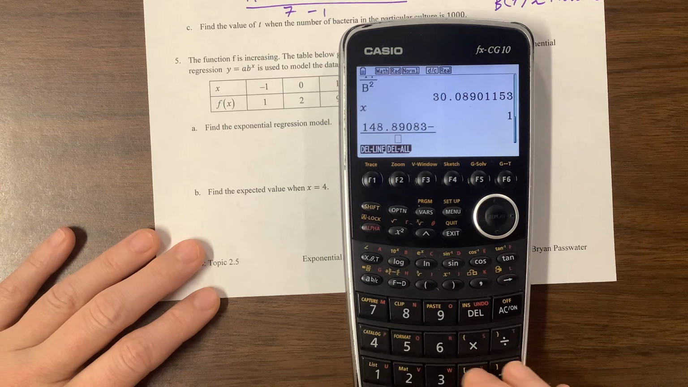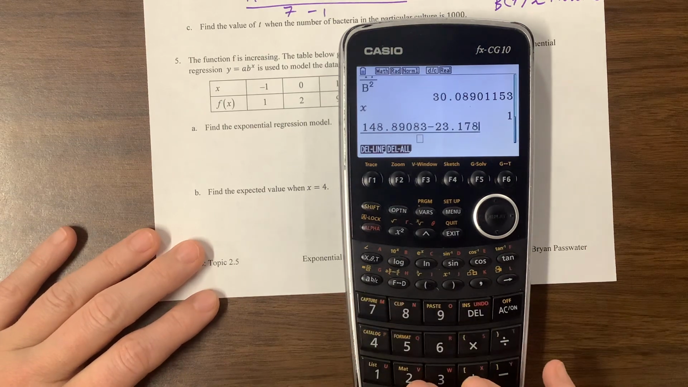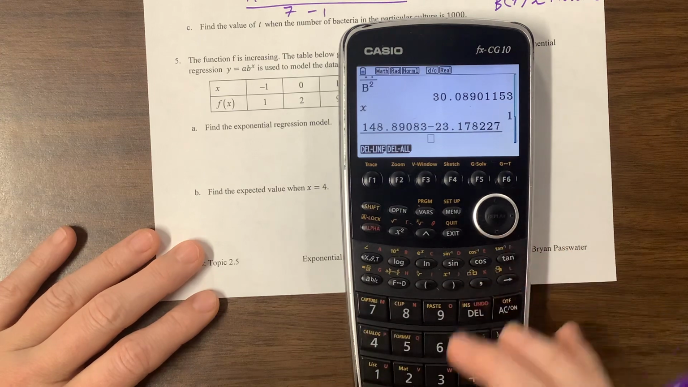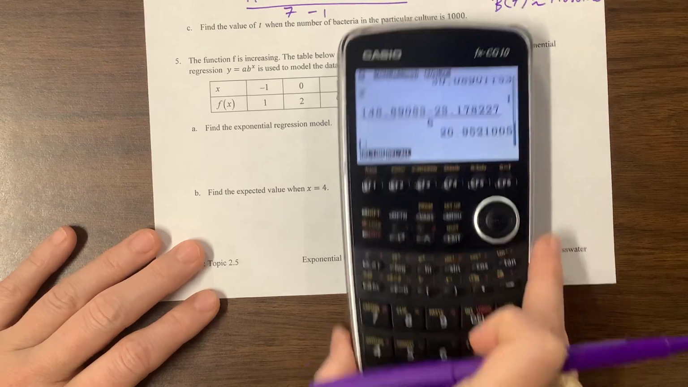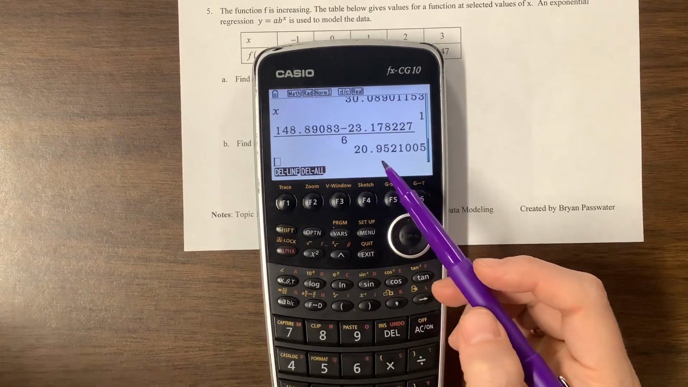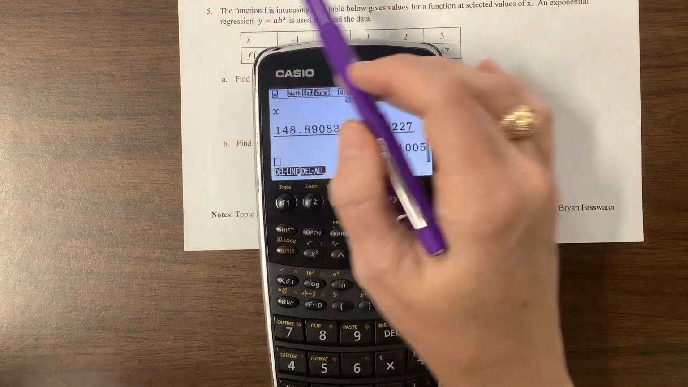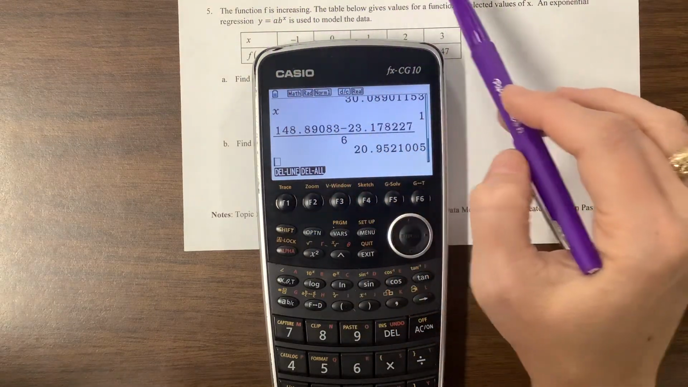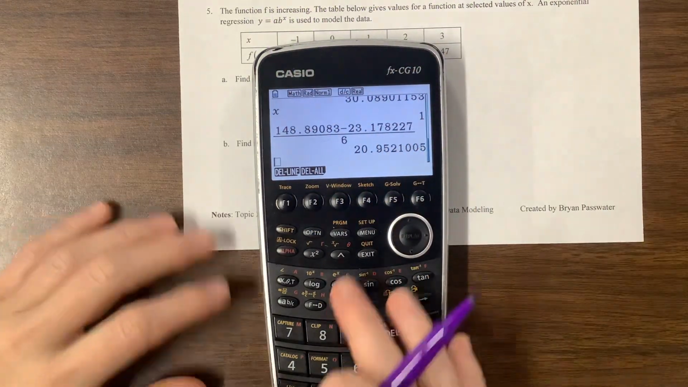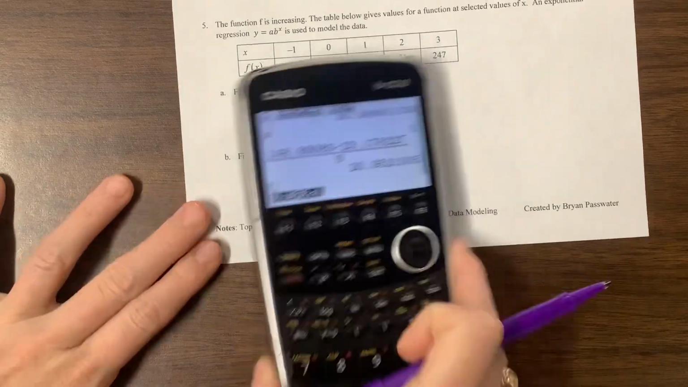148.89083 minus 23.1, all over 6. If I type something in wrong, hopefully you catch it and know where I messed up. Okay, so what is the average rate of change? We are increasing by just over 20 bacteria per hour. Is it bacteria? Yes. So the number of bacteria increases by just about 21 bacteria per hour.